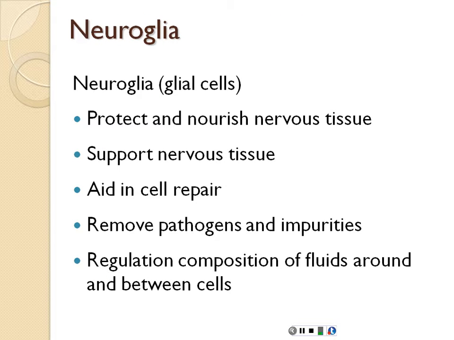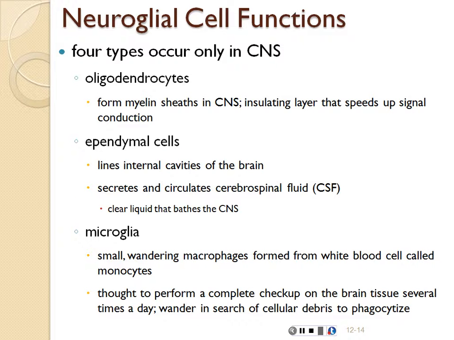And for the exam, you'll need to know their individual functions. So overall, these are just the general functions. So they're support cells, which mean they do things like protect and nourish the nervous system, support nervous tissue, aid in cell repair, removal of pathogens and impurities, regulation and composition of fluid around and between the cells. So their job is just as important as that of the neurons. 4 types occur in the CNS again: oligodendrocytes.